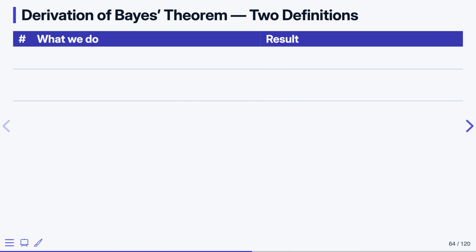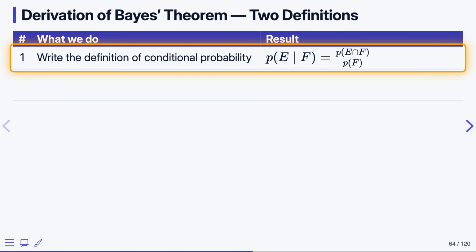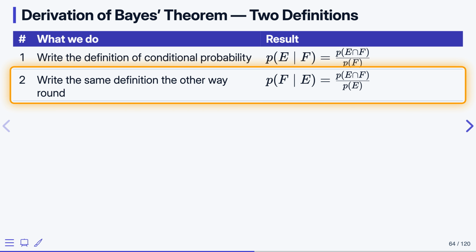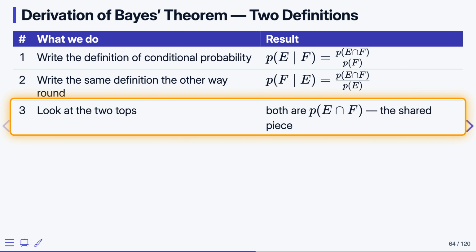Let's derive Bayes' theorem step by step. Step 1. We start from the definition of conditional probability. The probability of E given F is the probability of E and F divided by the probability of F. Step 2. Now write the same definition with the letters swapped. The probability of F given E is the probability of E and F divided by the probability of E. Step 3. Look at the tops of the two fractions. They are the same. The probability of E and F, that shared piece, is the key that links the two conditional probabilities.